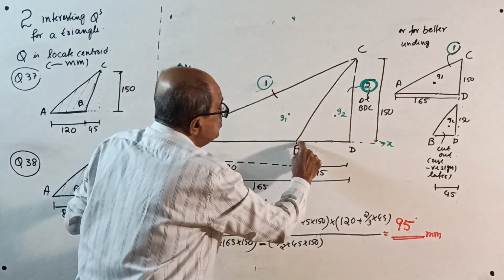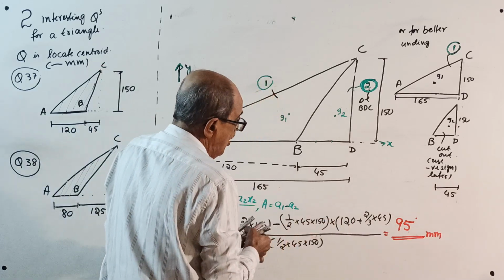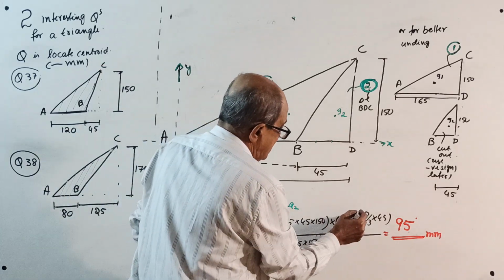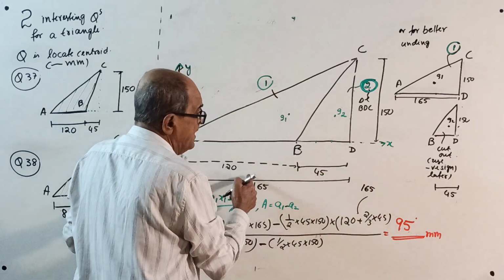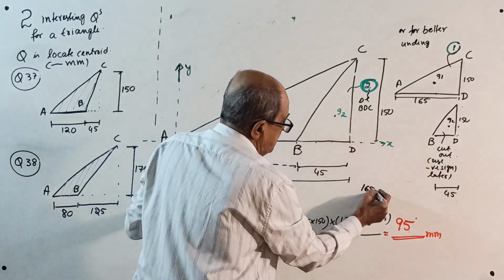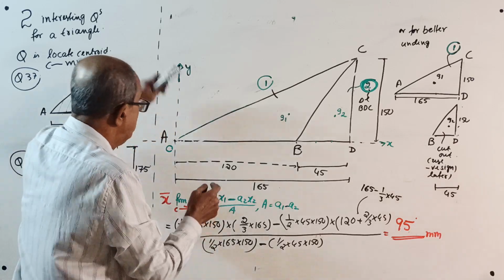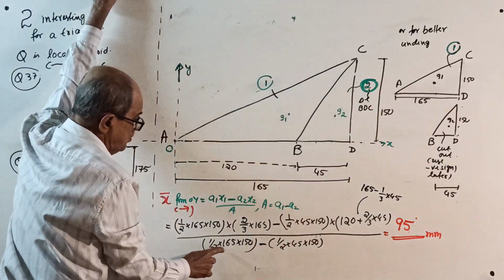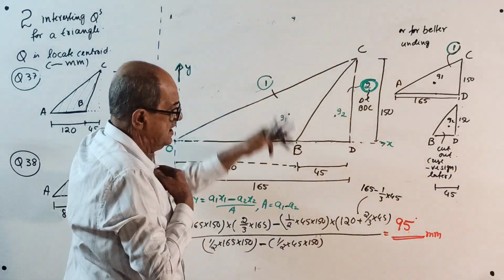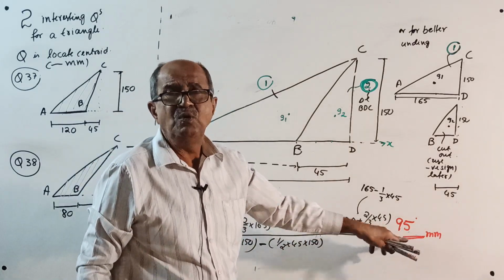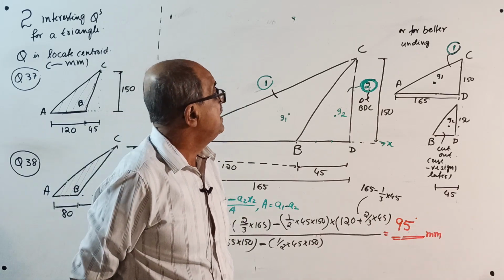Half into 2/3 of 165, minus A2, half into 45 into 150, into the distance of its centroid from here, 120 plus 2/3 of 45. Or you can write 165, suppose 120 is not written, 165 minus 1/3 of 45, divided by the full area, half into 165 into 150 minus half into 45 into 150. I got x bar 95 millimeter. Okay, a round number came. I did not set the question for a round number, but it came.